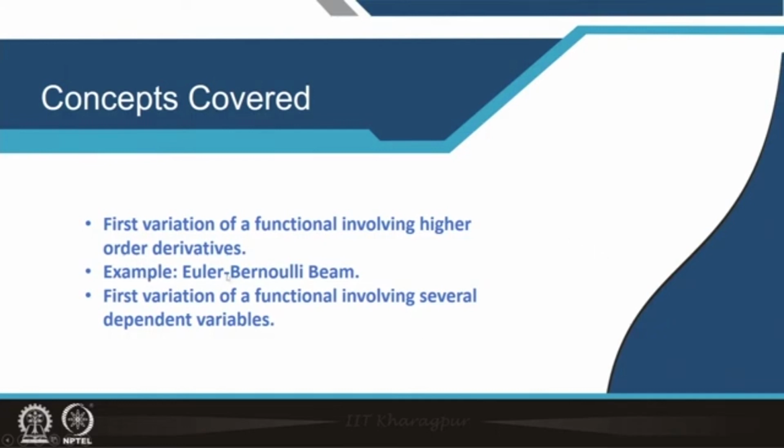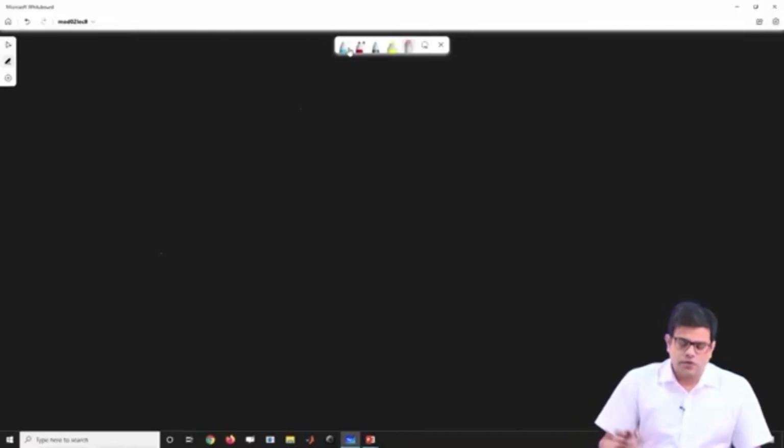Then we will do the Euler-Bernoulli beam. And then we will also study the first variation of a functional involving several independent variables. So, this is the plan.